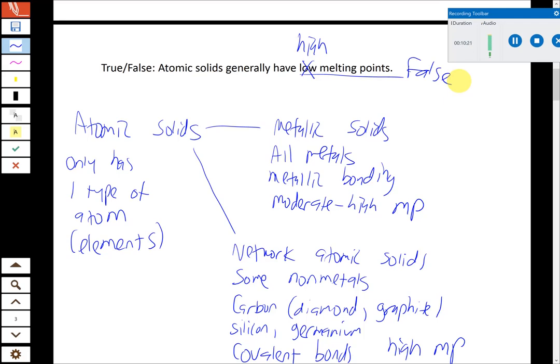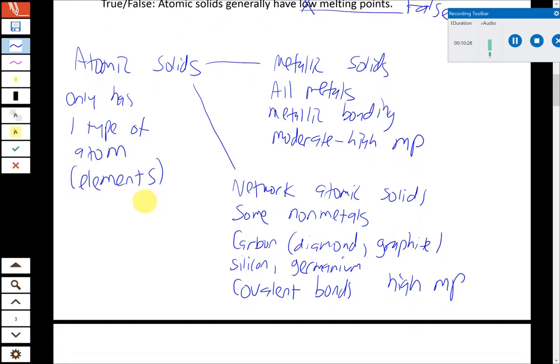But for metallic solids and network atomic solids, the two types of atomic solids that we have, you're going to have medium to, in most cases, high melting points.